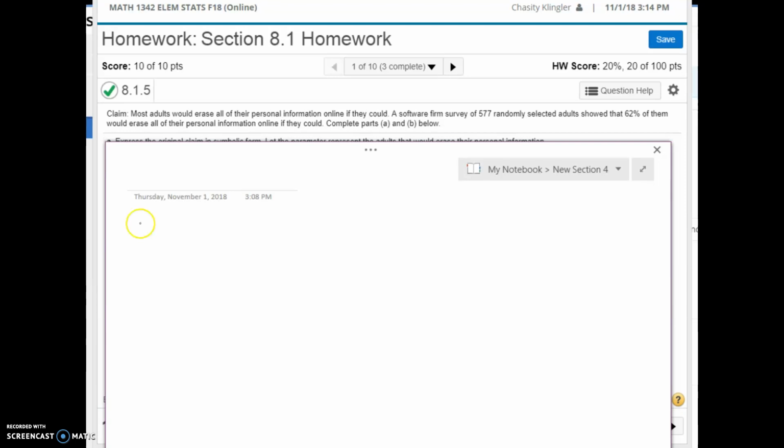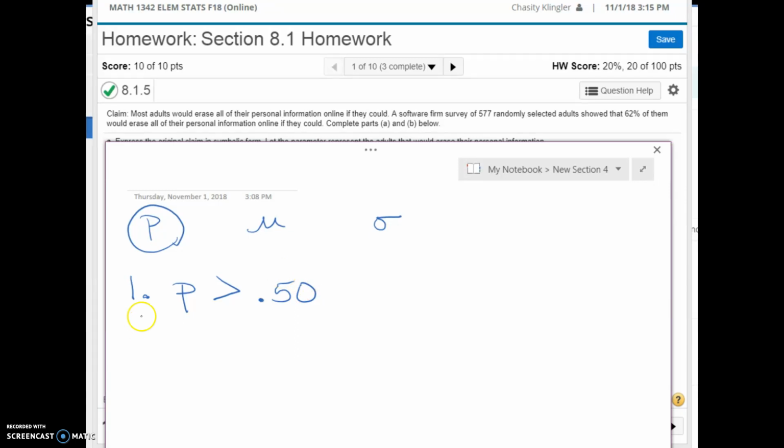So when you're doing a claim, you're either writing it for proportion, for a mean, or for a standard deviation. In this case, since we're talking about percents, we're going to do it for proportion. And our claim says most adults would erase all of their personal information online if they could. So if you say most adults, that means over 50%. So our original claim is that our proportion is greater than 0.50. That is our original claim. That means that more than half of the population would erase it.